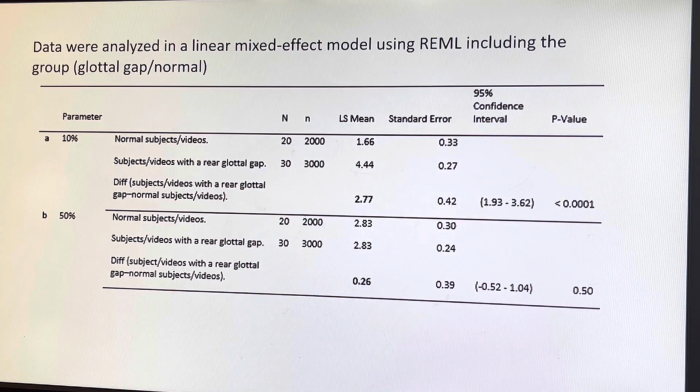A significant difference was found between normal videos and videos with a rear glottal gap at 10% distance from the rear glottis. Data were analyzed in a linear mixed effect model using REML, including the group glottal gap or normal as a fixed effect and the subject as a random effect. N numbers of subjects, N numbers of observations. The group differences between the subjects with a rear glottal gap and the normal subjects are presented as LS means, which means least squares means, with a corresponding 95% confidence interval.